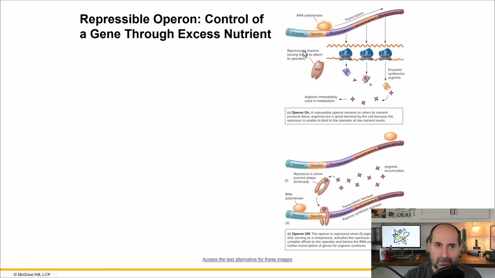Let me show you how it works again. Here you have a repressible operon. This is the one for producing the amino acid arginine. Here, the RNA polymerase binds to the promoter, and then it copies the genes. It copies structural gene 1, structural gene 2, structural gene 3 into mRNA. That mRNA is translated into these enzymes that synthesize arginine.